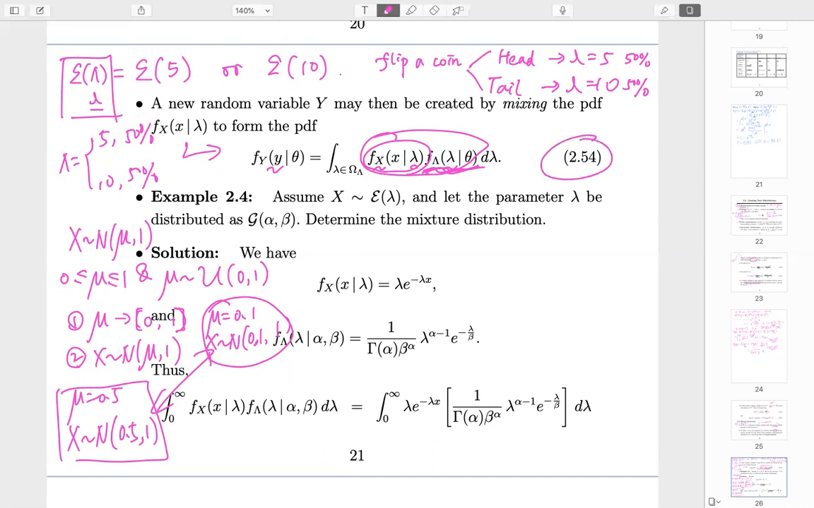We apply this result. We know the conditional PDF for x is given by this exponential, because it is exponential. And we also know the distribution of lambda. Sometimes we call this the hyperparameter because this is the distribution of the parameter. This lambda is the parameter of x, so we call it hyperparameter. We know it's a gamma distribution, given in this form. So according to 2.54, this should be the PDF of y.